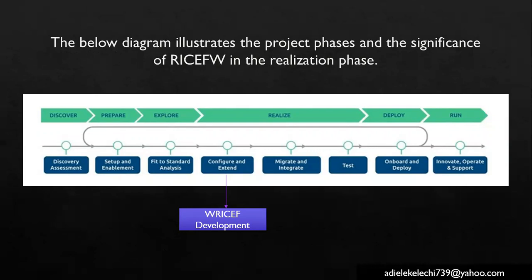Okay, now the diagram illustrates the project phases and the significance of WRICEF in the realization phase. So, of course, we have the 6 key phases in the SAP S4HANA Activate methodology. You can see the various activities within those phases. Some activities will actually extend to other phases. So you can see fit gap and fit to standard analysis, which is part of blueprinting, basically under the explore phase. But in the realize phase, you can see configure and extend, which will also have to do with WRICEF development.